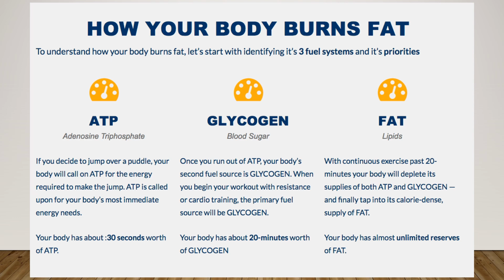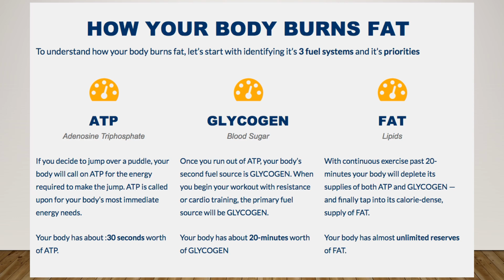So after 30 seconds, who's going to provide this energy? Glycogen. Now what is glycogen? It is nothing but the blood sugar. Once you run out of ATP, your body's second fuel source is glycogen. When you begin your workout with a resistance or cardio training, the primary fuel source will be glycogen. Your body has about 20 minutes worth of glycogen.